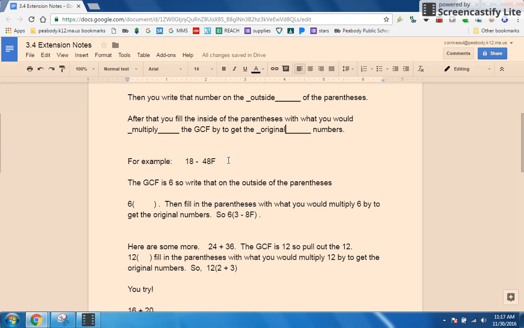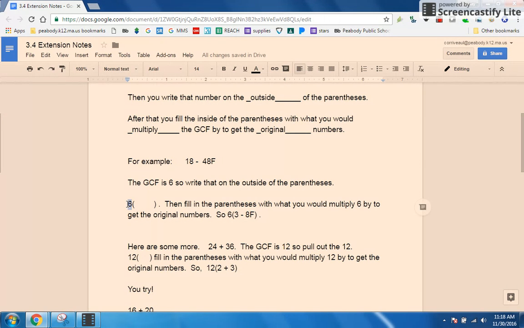So if you started writing out all the numbers that go into 18 and all the numbers that go into 48, the biggest one that they have in common is 6. So the GCF is 6, so you would write that on the outside of the parentheses. So I have my 6 here, I have my parentheses. Then you're going to fill in the parentheses with what you would multiply 6 by to get the original numbers.